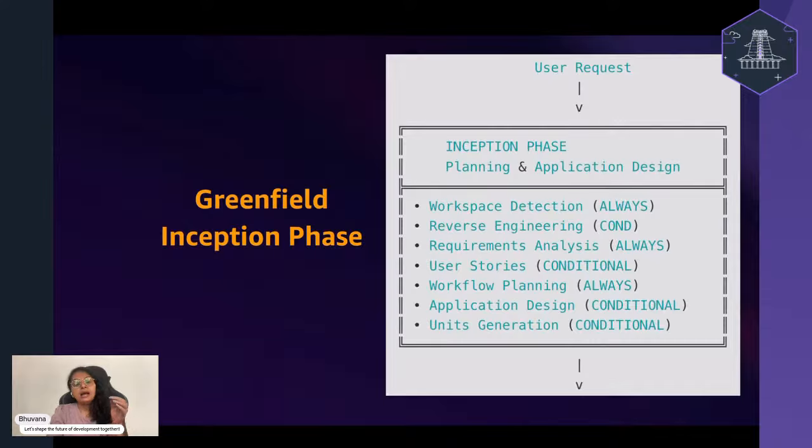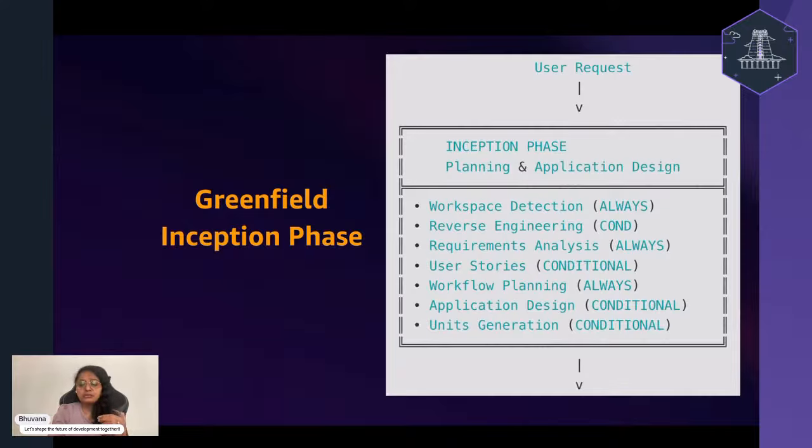Okay. After requirement analysis, user story is again conditional, because if it is a brownfield, you can let the user story be skipped. If the requirements are clear and you're going to add only one feature, then user story creation is not required. That is why it says conditional. I'm trying to explain why certain stages in this phase are always and certain stages are conditional. Okay.